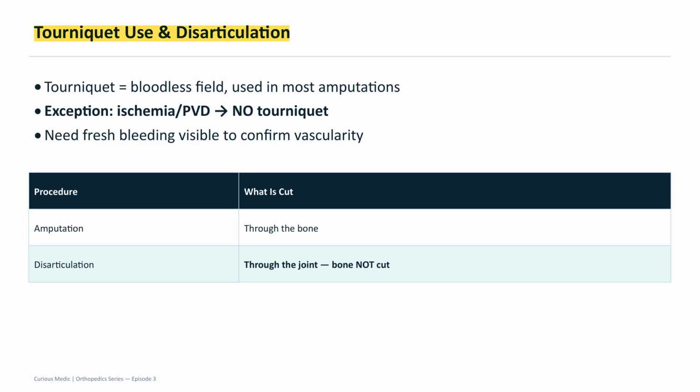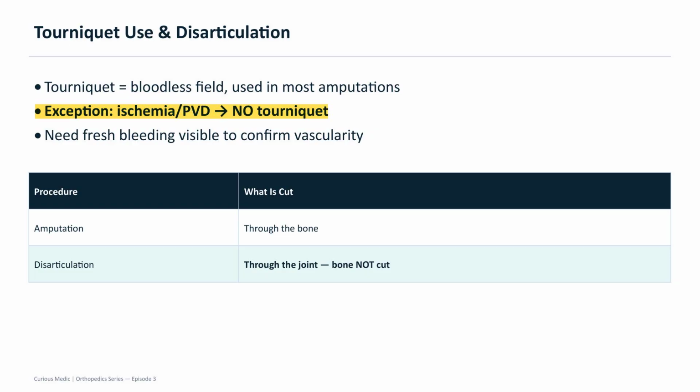Now let us go through the surgical principles of performing an amputation, the key technical decisions that define whether the outcome is good or bad. The first principle is tourniquet use. A tourniquet is applied proximal to the surgical site to create a bloodless field in most amputations. But there is one important exception.